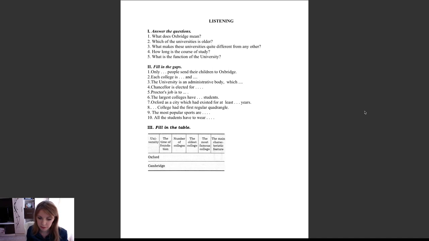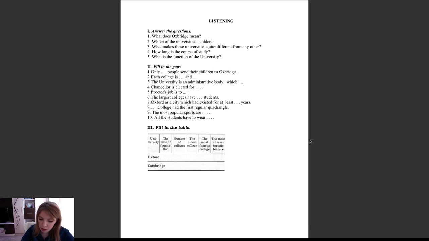Oxbridge. Oxford and Cambridge are the oldest universities in Great Britain. They are called Oxbridge to denote an elitarian education. Only rich people send their children to these universities. The main characteristic feature of these universities is the tutorial, that means the individual tuition. The normal length of the degree course is 3 years, after which the students take the degree of Bachelor of Arts. Some courses may be a year or two longer.